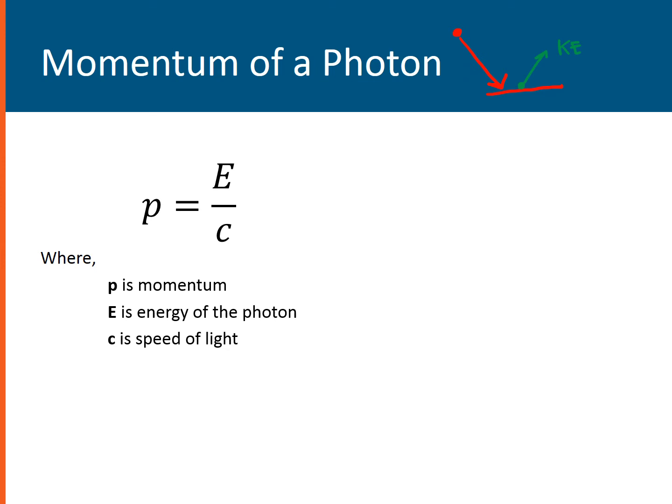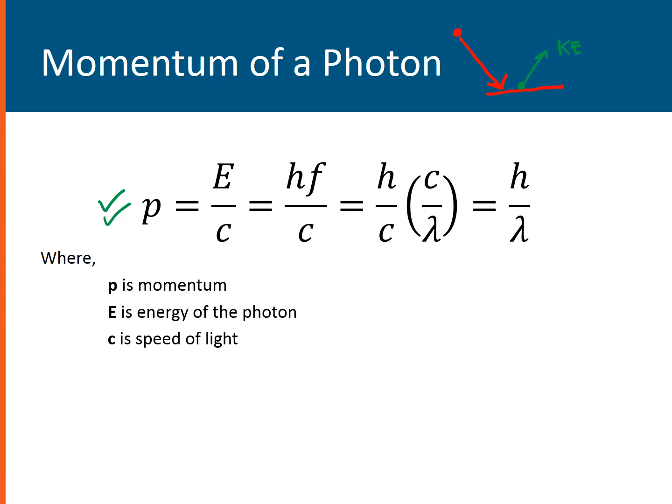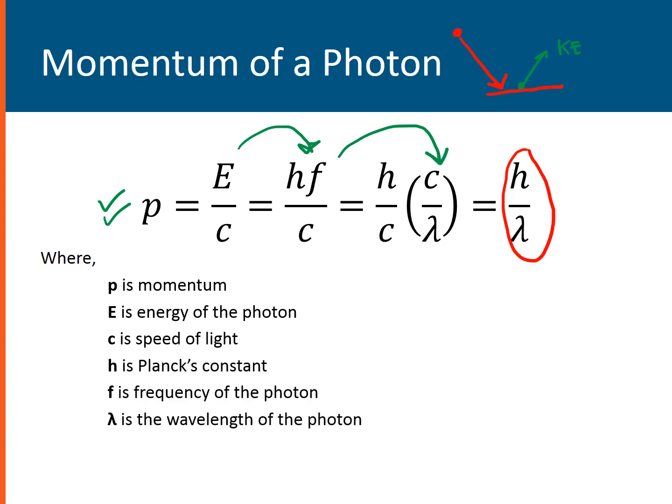Now, we could further expand this equation. E is actually hf, and f may be expressed in terms of c over lambda. So eventually, we could say that the momentum of a photon is equal to hf over c, where h is the Planck's constant, f is the frequency of the photon, and lambda is the wavelength. So p is equal to h over lambda, where lambda is the wavelength of the photon.